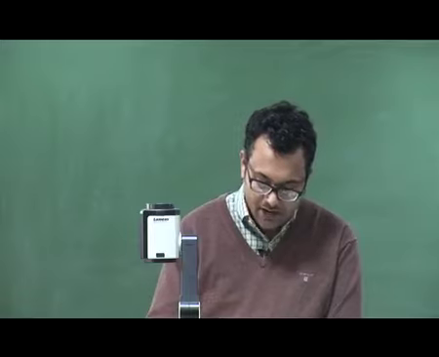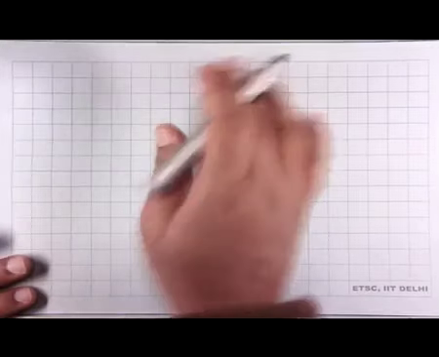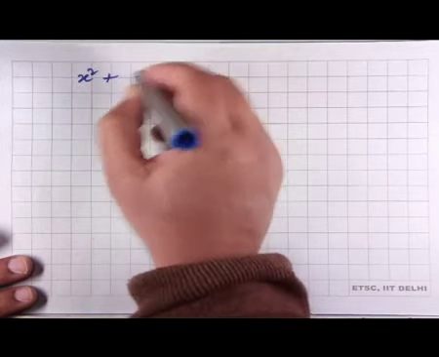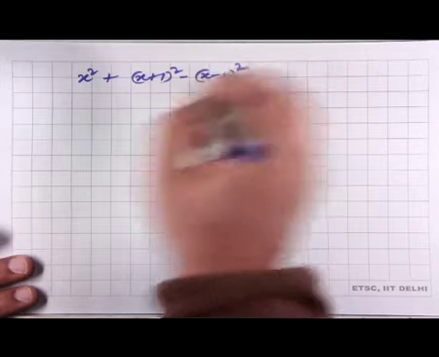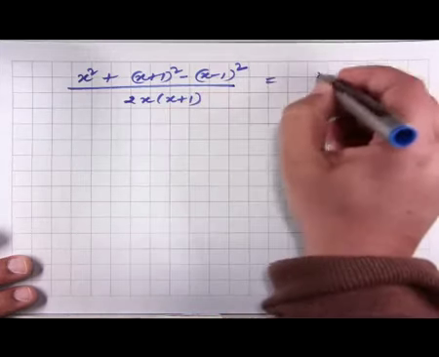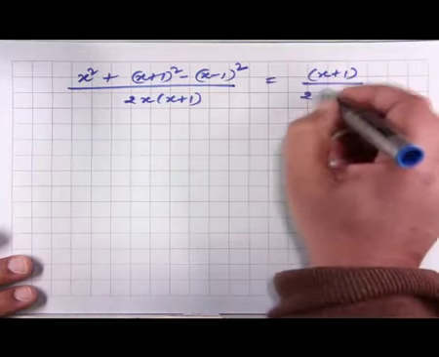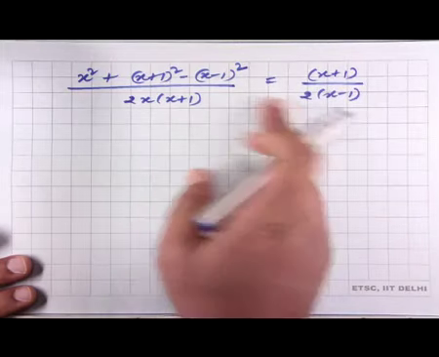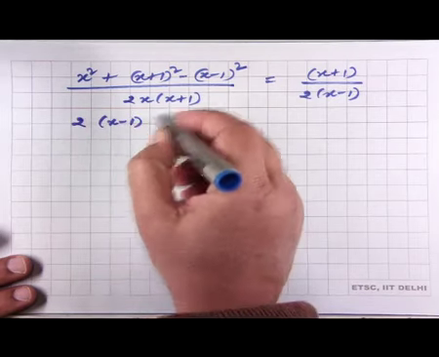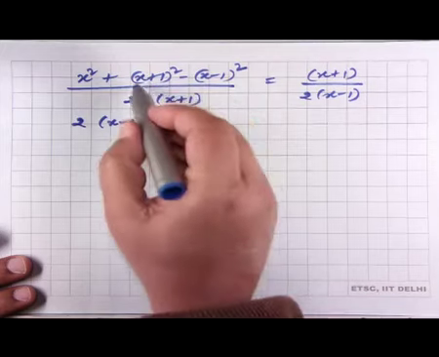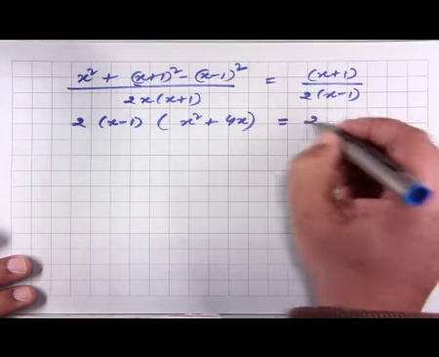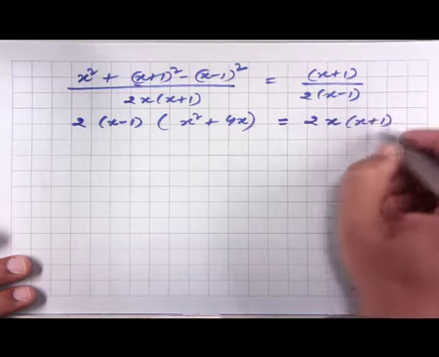In the previous slide we had this, so simplifying the expression from the previous slide and then taking the cross products, we get 2 times x minus 1 times x square plus. So, this is equal to 4x, and that is equal to 2x times x plus 1 whole square.